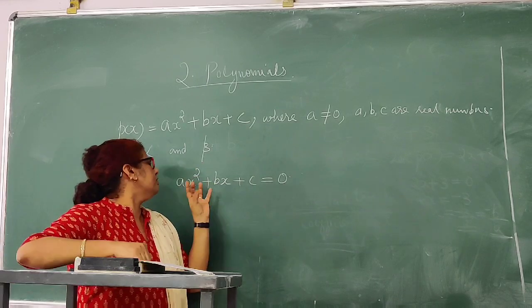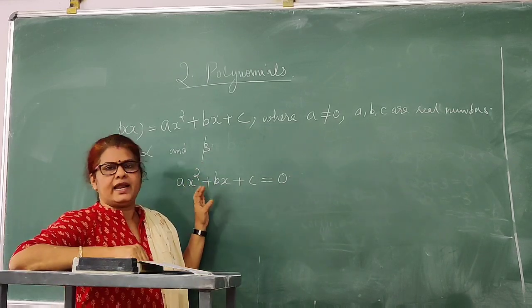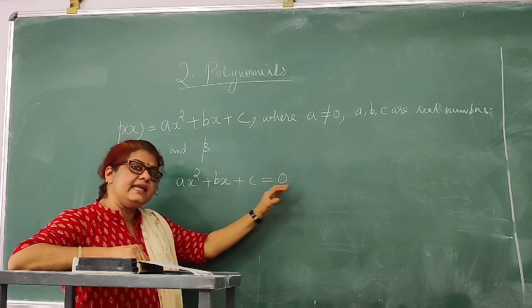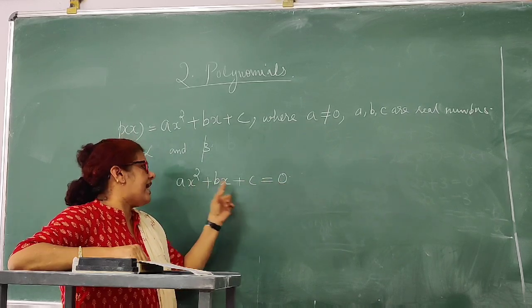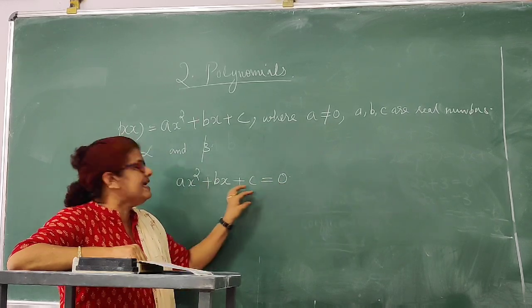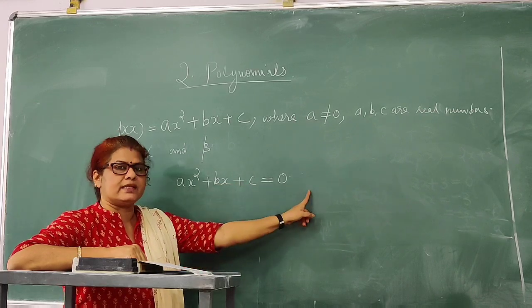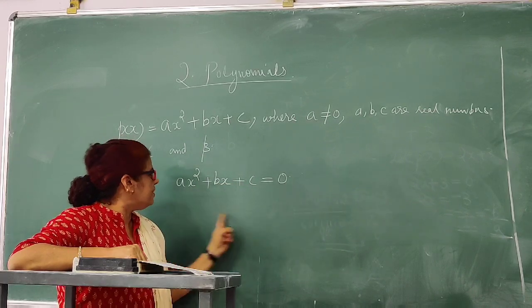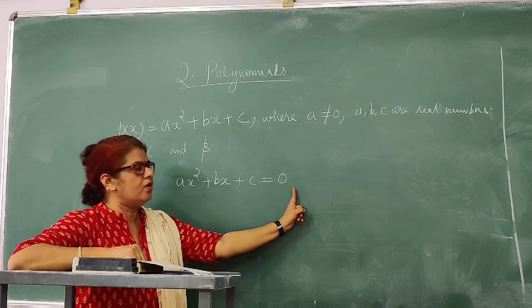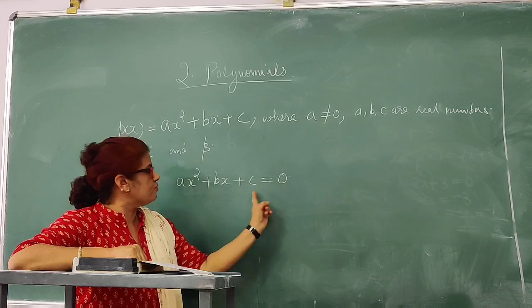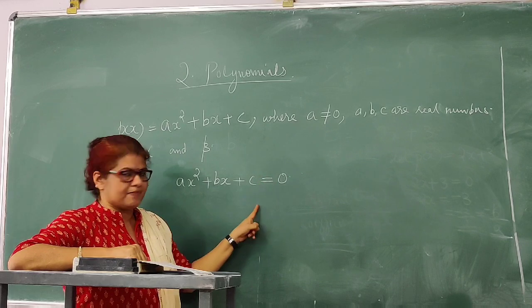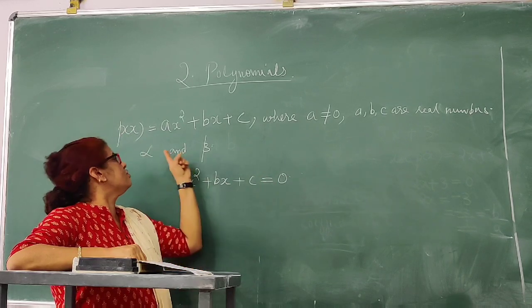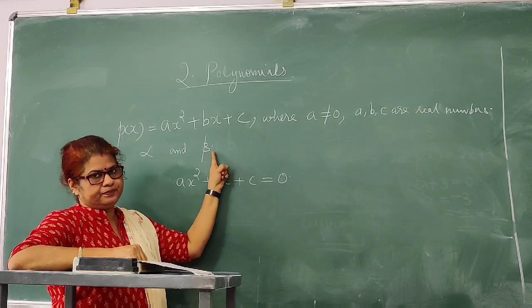We know that a quadratic polynomial has two linear factors. Then we factorize this into two linear factors and we equate this to 0. After that, individually we equate each with 0. We get the zeros. The two zeros are obtained by this method. And let the zeros be alpha and beta.